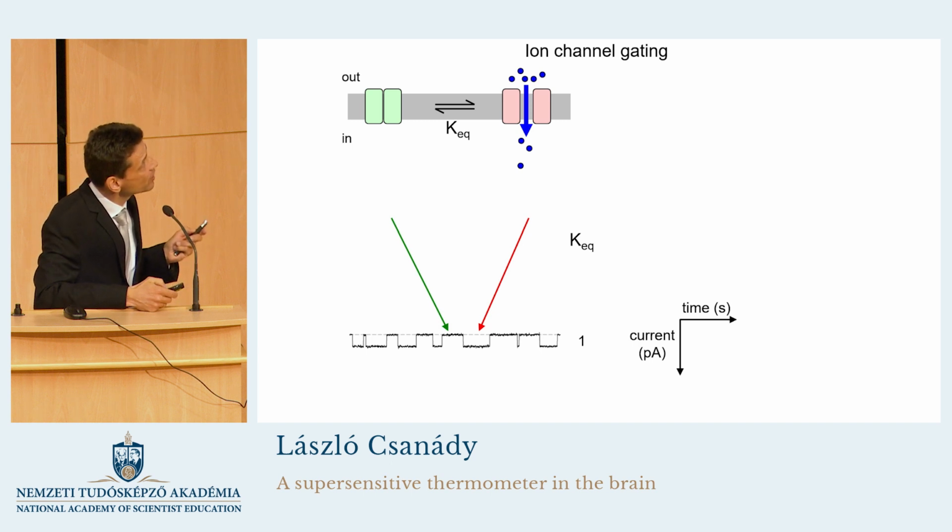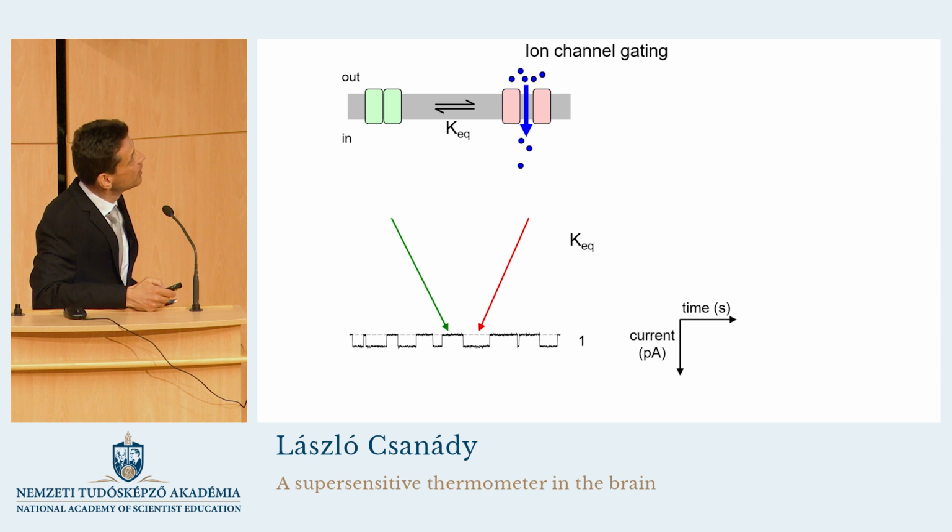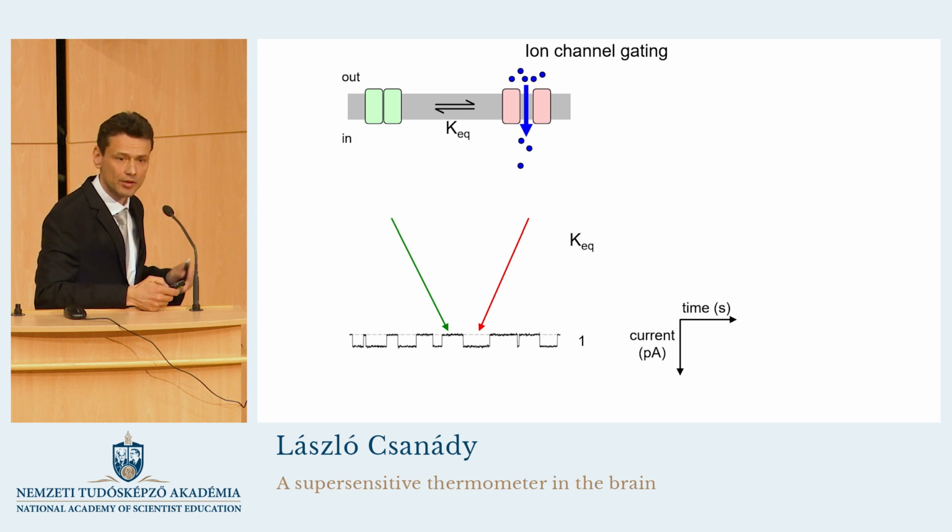This fluctuation between closed and open, called gating, is at equilibrium. It is characterized by an equilibrium constant. In this specific case, you can see that the pore spends about half of its time closed and half of its time open, so the equilibrium constant is about 1.